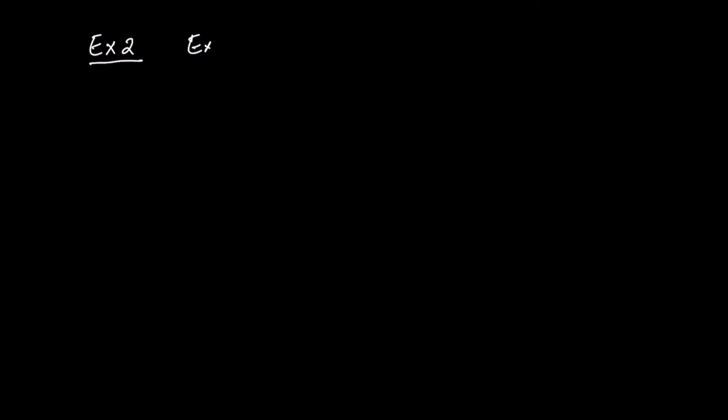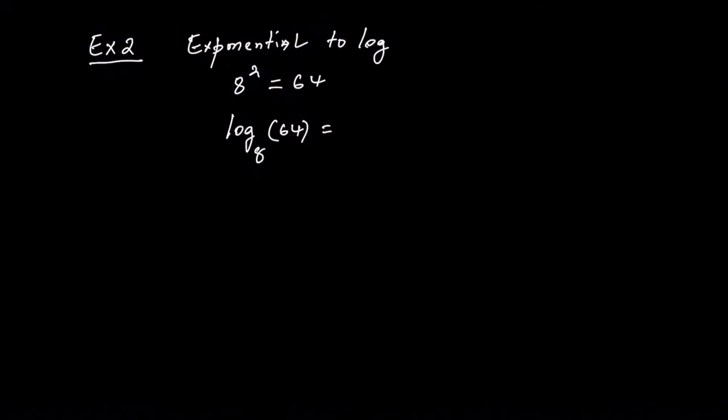Example 2. Exponential to log. 8 squared equals 64. Rewrite in logarithmic form. Log base 8 of 64 equals 2. The base 8 stays the base. The result 64 becomes the argument, and the exponent 2 becomes the answer.